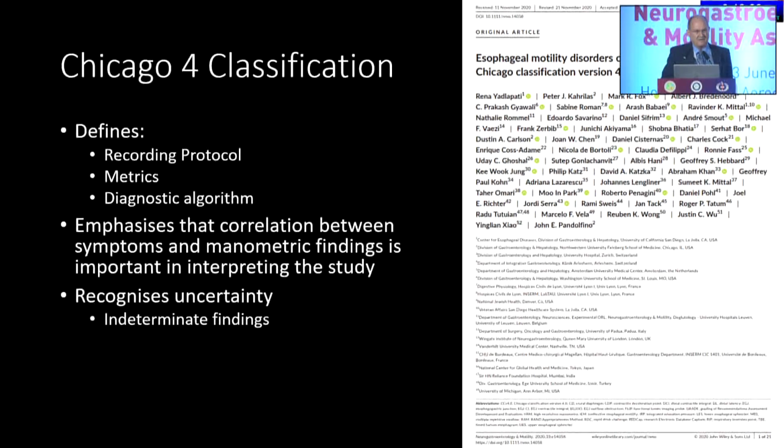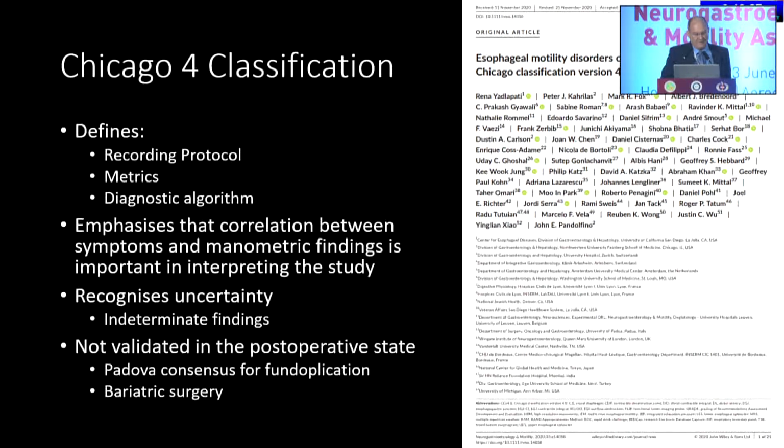And it also recognises that there is uncertainty, that there are some findings that are indeterminate that need more information before we can provide advice to the referring doctor and the patient. We do have to remember that it's not validated in the post-operative state. That doesn't stop us using it. And there are some developments as to what normal and pathological states look like. And finally, seeing as Chicago is so well known for its architecture, you're going to have some pictures of some famous Chicago architecture on the right-hand side of the screen as we go through.